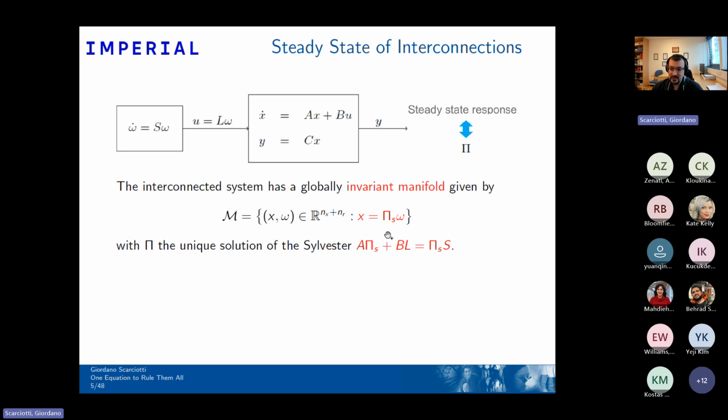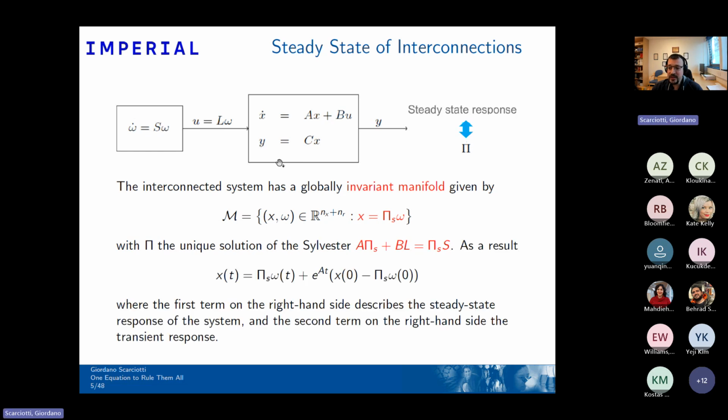So we have this invariance property, first of all, and in addition, if we have more properties on the system and on the generator, then we will also be able to describe the steady state of this interconnection. And in particular, the steady state of the state x is going to be equal to pi times omega. So let me tell you a bit about the assumptions here and why this is the case.